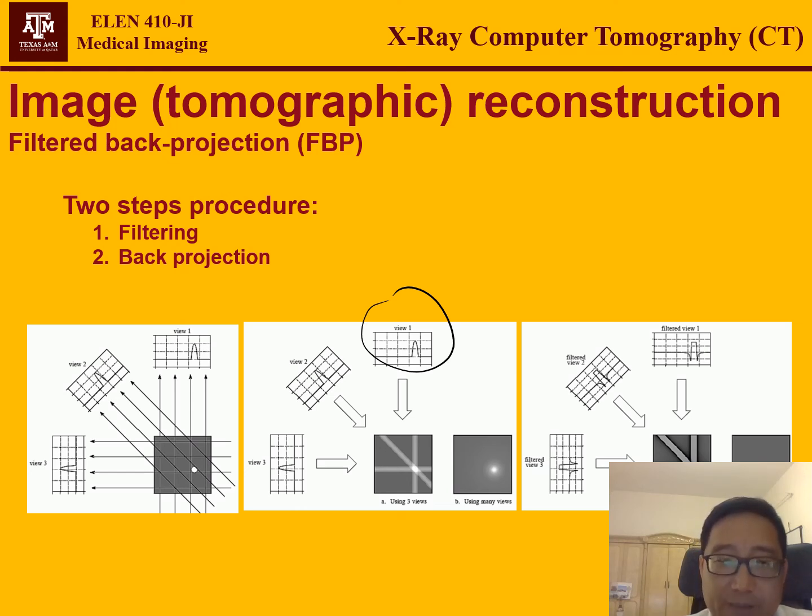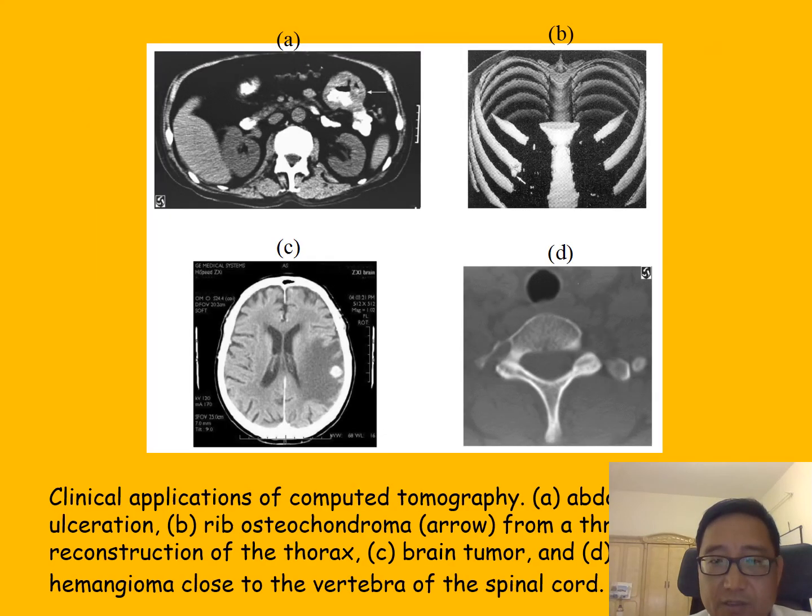Basically you do a high pass filtering on the individual view or projection, and then you do a back projection, and now, if you have enough projections at different angles, you will have a quite faithful reconstruction of the object that you see here. Okay, and this is, as I said, a workhorse algorithm in the clinical scanners.